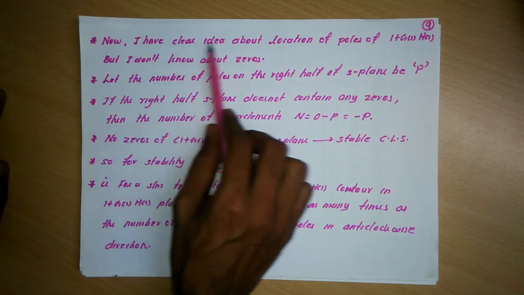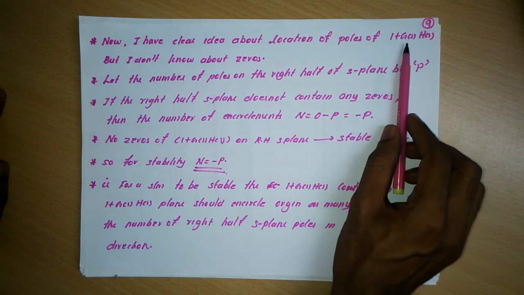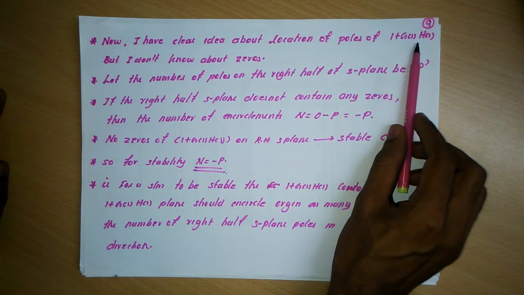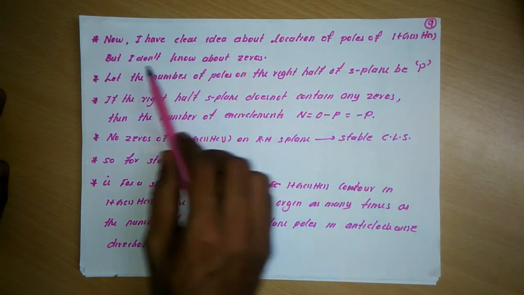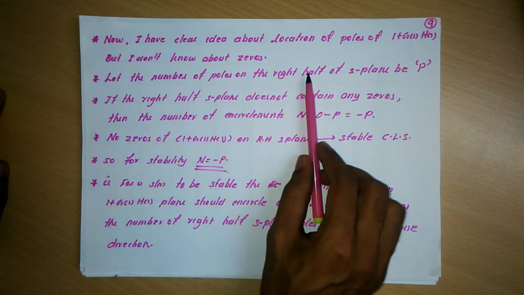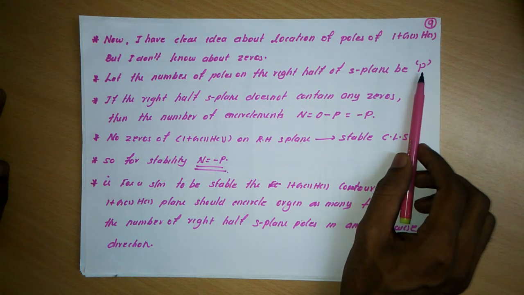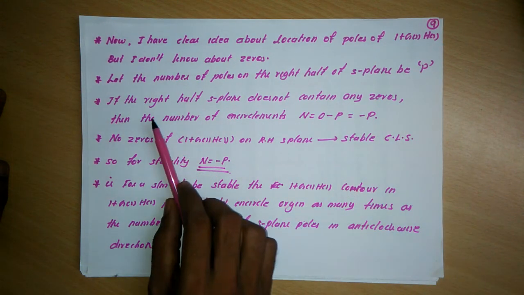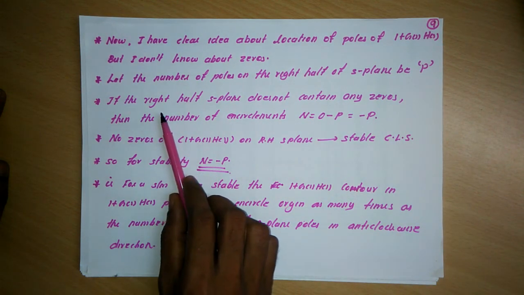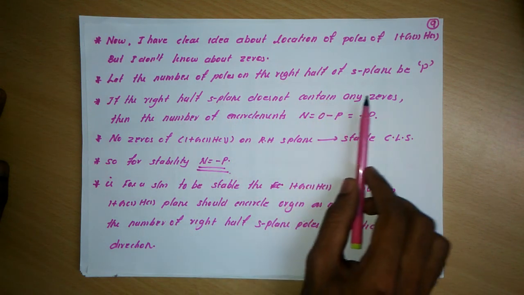Now I have a clear idea about the location of poles of 1 plus G(s)H(s) because they are the same as the poles of G(s)H(s), but I don't know about the zeros. Let the number of poles on the right half of the S-plane be P. That means 1 plus G(s)H(s) has P number of poles on the right half of the S-plane, and the right half of the S-plane does not contain any zero.